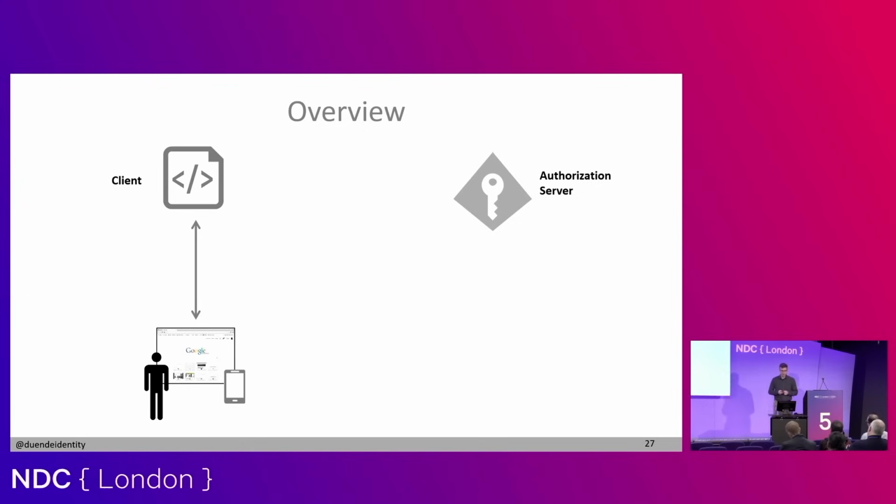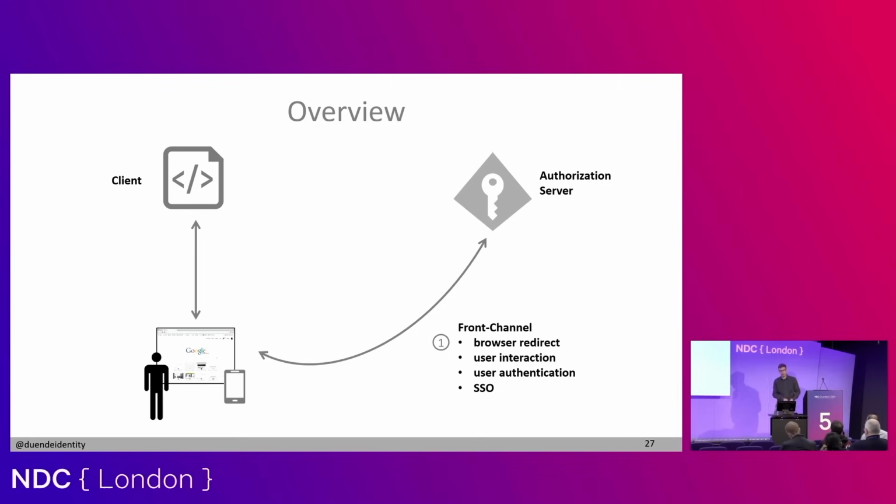So the overview is essentially that a web browser, or the client, being it a web browser or a mobile app, calls to the client to get access to something. There is a redirect to the front channel, or what we call the front channel, which is essentially the browser.